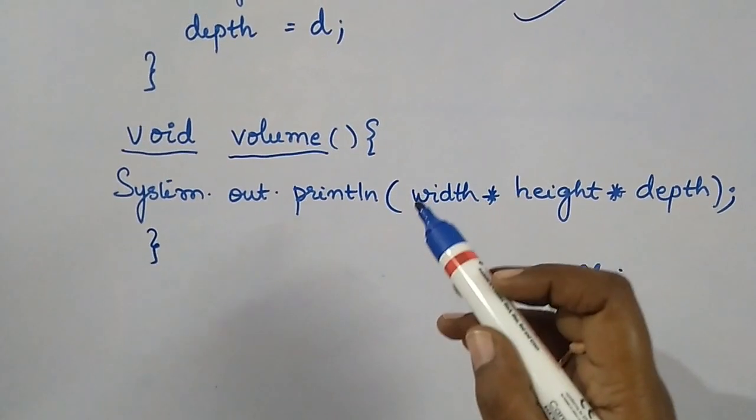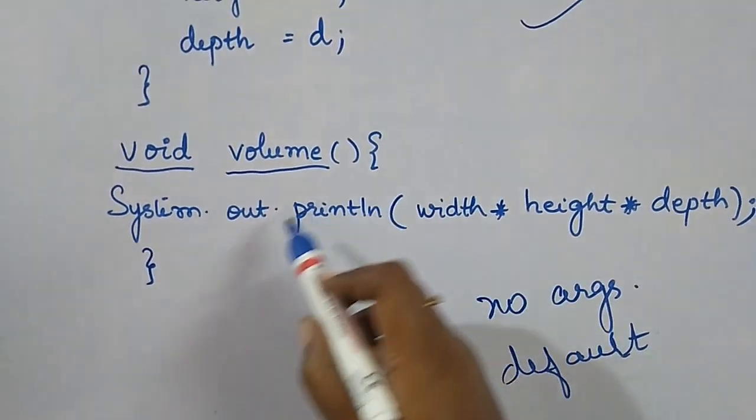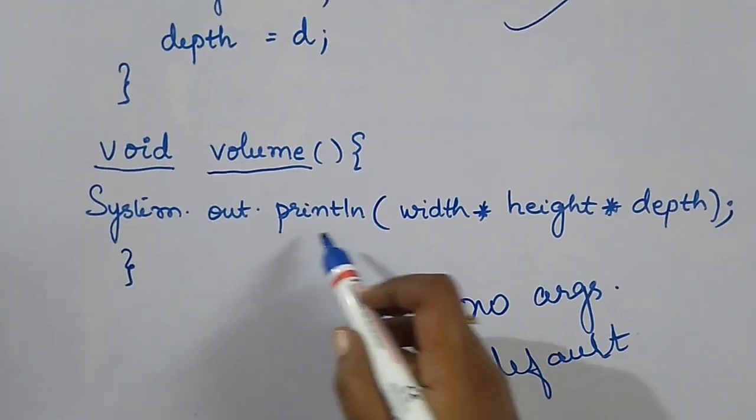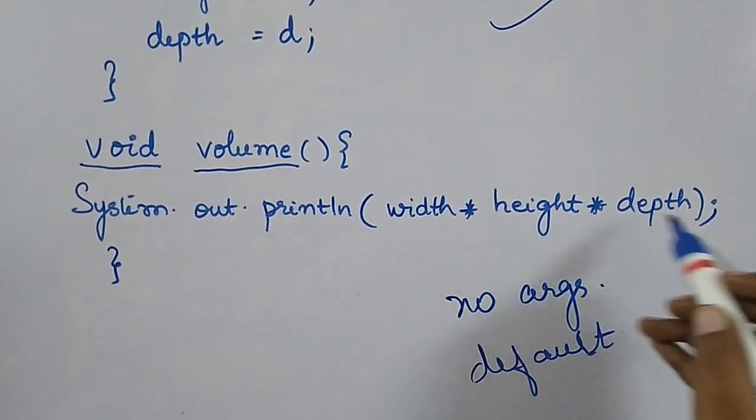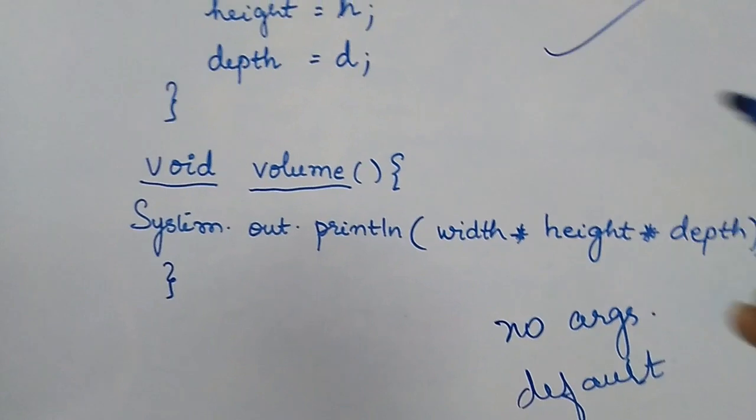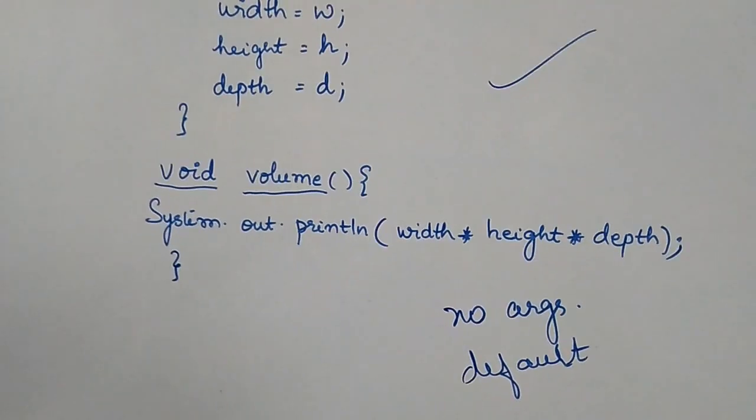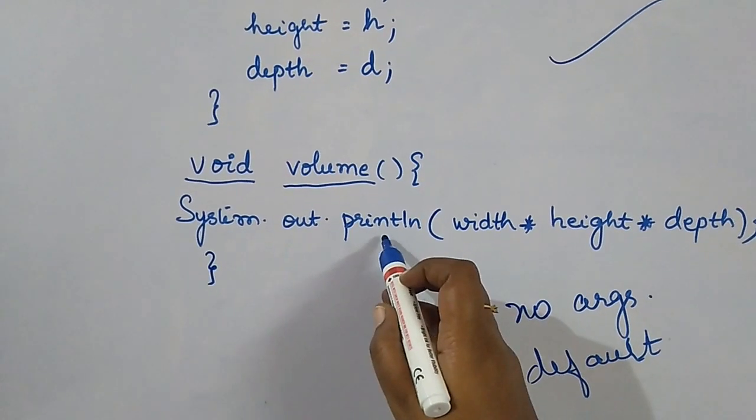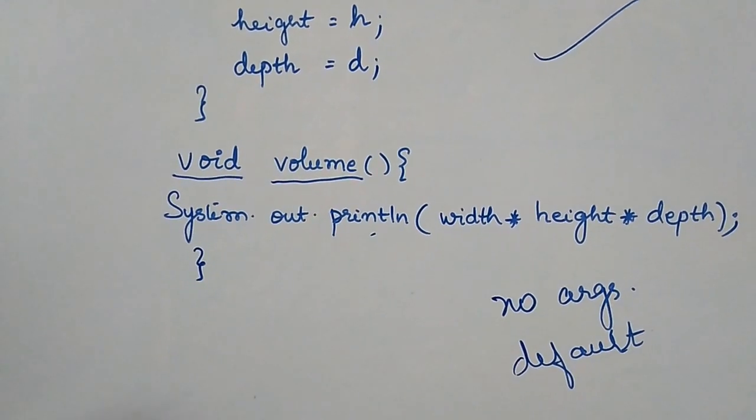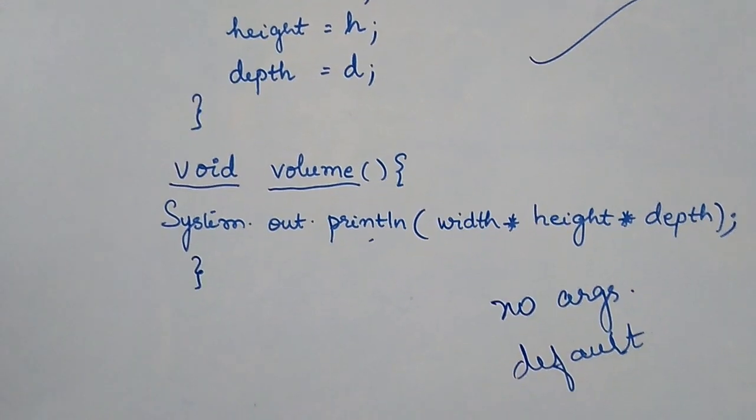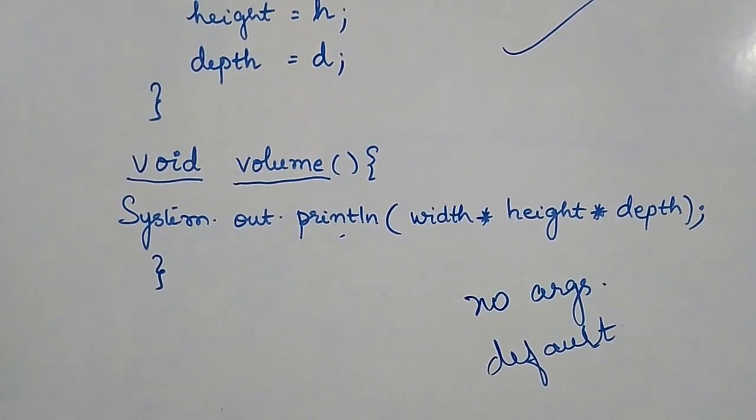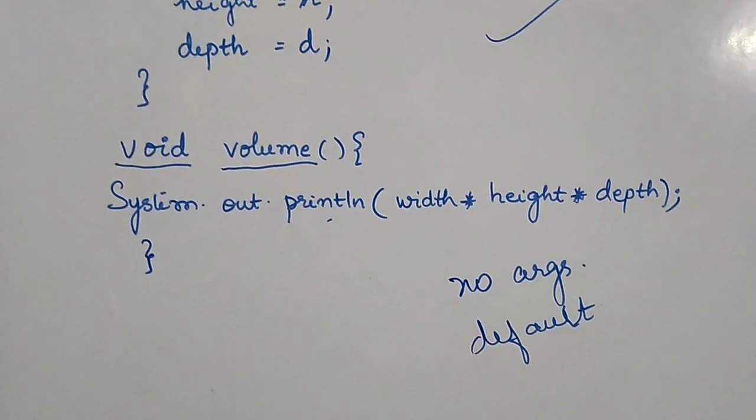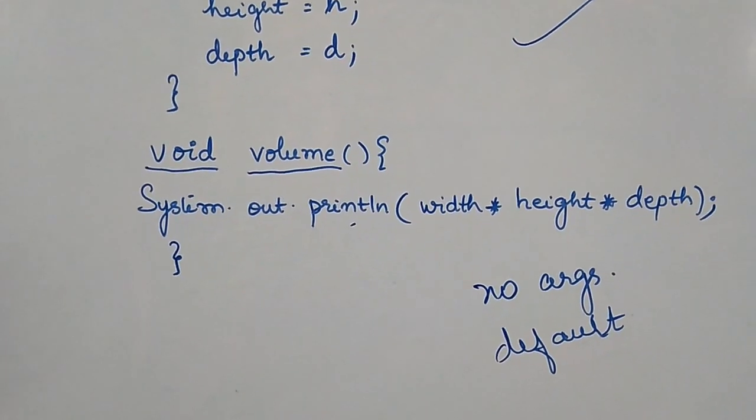Okay, inside this volume method, we have one statement, which is width into height into depth. It's calculating the volume of the box. I hope everybody understood. From this open bracket till here, we have written the logic inside the body of the method. And this is the name of the method, this is the return type of the method, and the access modifier is default over here because we didn't mention anything.